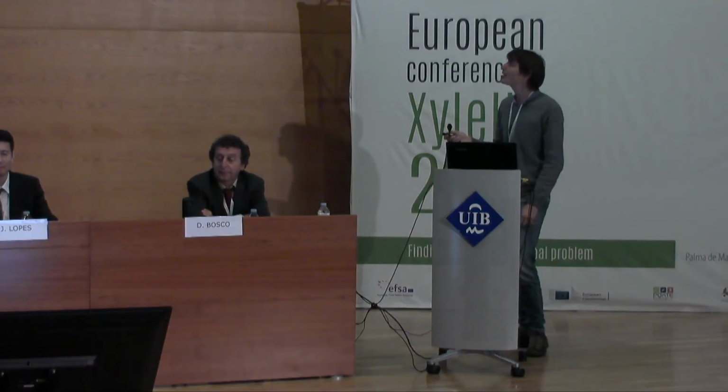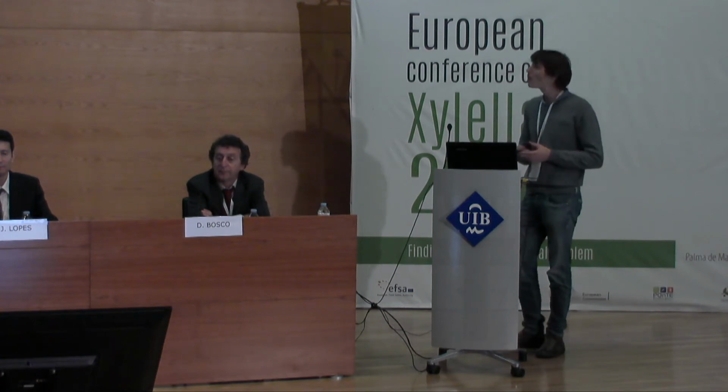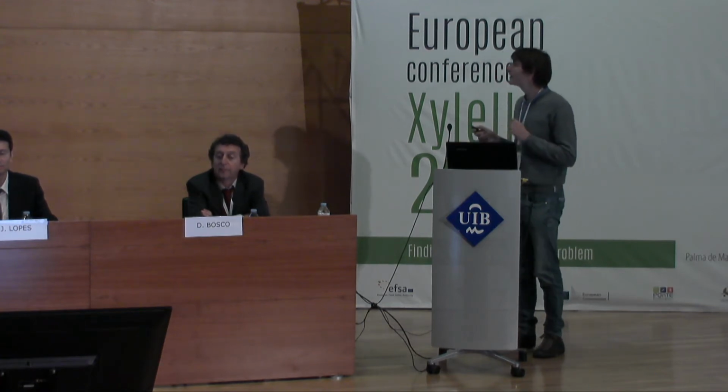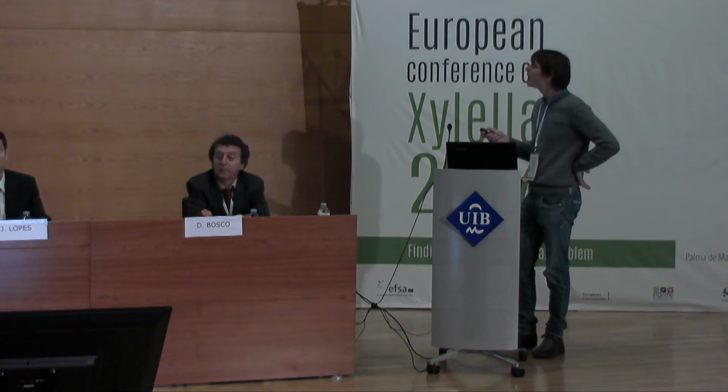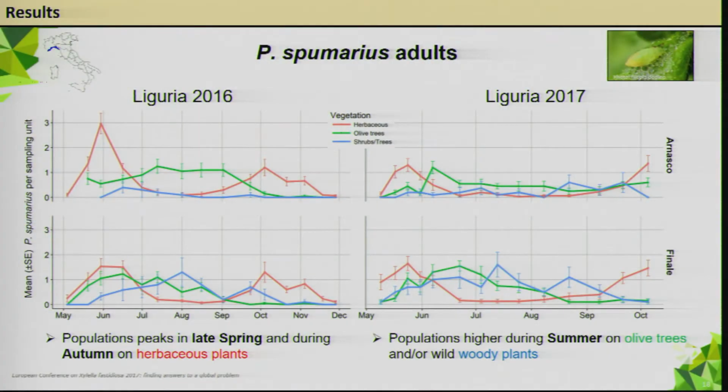Okay, about the Philaenus spumarius adults, the population appeared to peak in Liguria in late spring and then again in autumn on herbaceous plants. Whereas on olive trees and other woody plants, the population appeared to be higher during the summer, or at least more constant during the summer season.